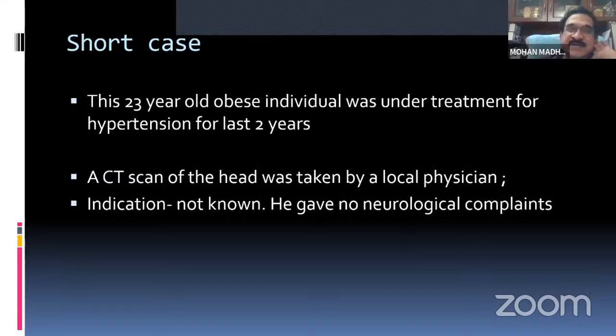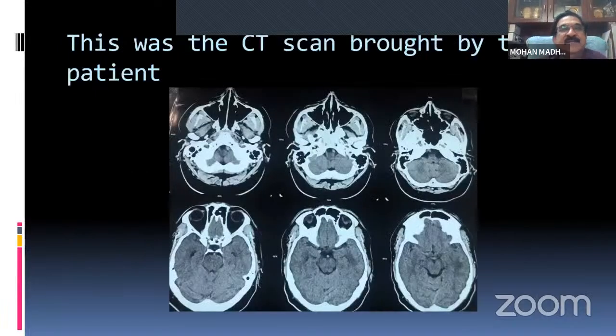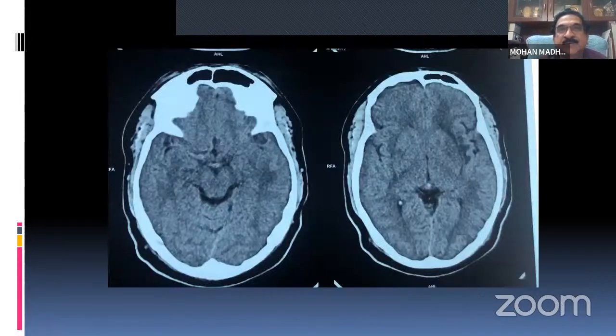No headache. Then he asked why the physician took the scan. He said it's only for completion's sake to take a CT scan of the head. So I examined him, I could not find any neurological deficit. So this is a CT scan of the individual brought by the patient. He's a known hypertensive. He's only 21 years. This is the CT scan.